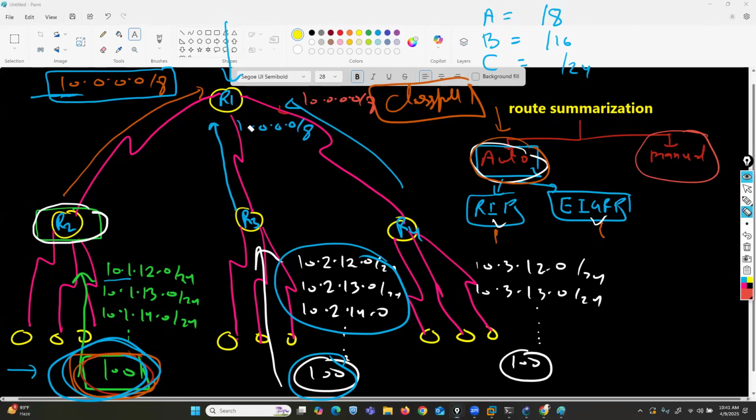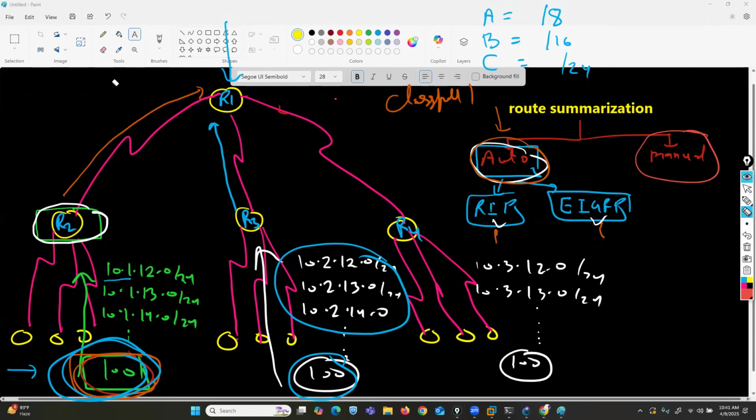In the manual summarization concept, the router administrator will first find the summary address of these routes, and this summary address information the administrator can use in a protocol. How to use it in a protocol, I will show you in the lab. But let's talk about how to find the summary address of a network.